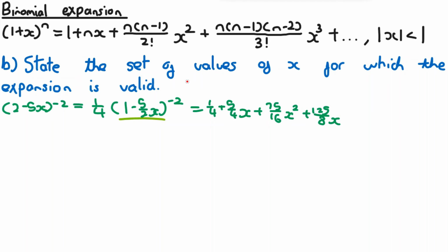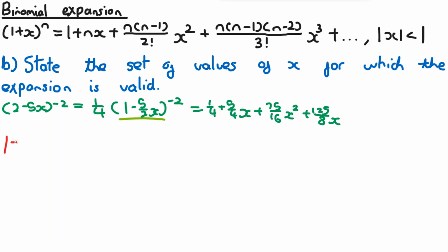And then for part B, we need to state the set of values for x to which this expansion is valid. So remember, we don't plug this in, this value here. We plug in this value because this is the actual bracket that we put into the formula here. So therefore, we're going to substitute minus 5 over 2x into here.